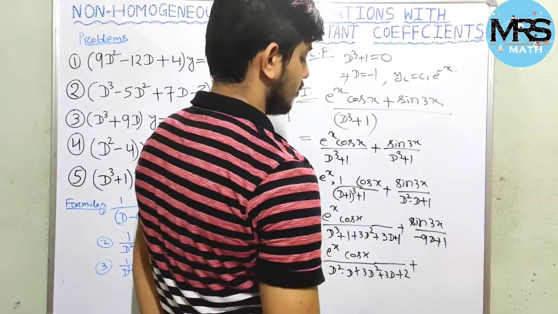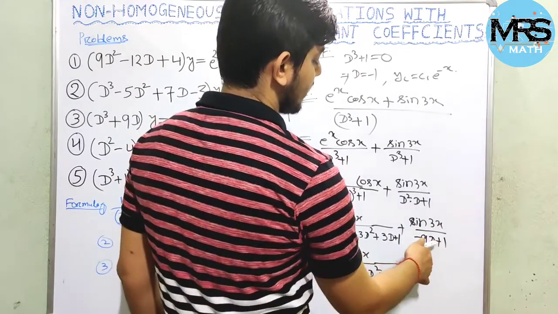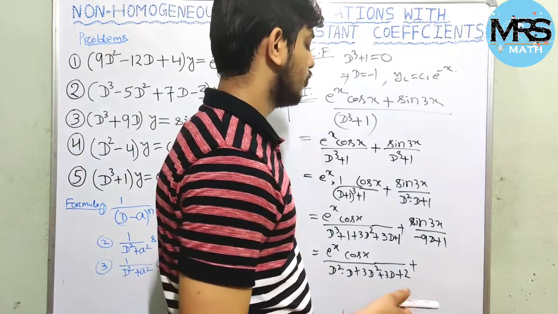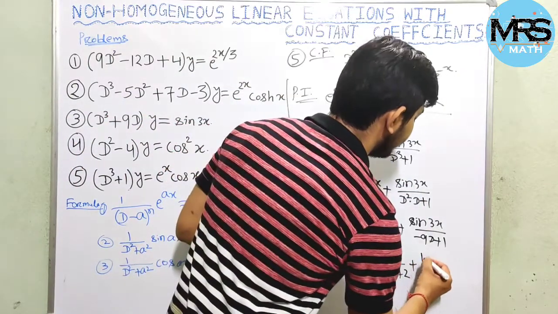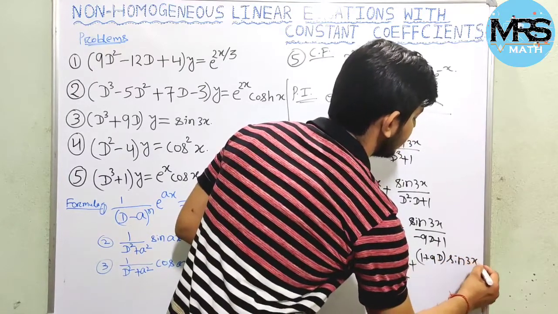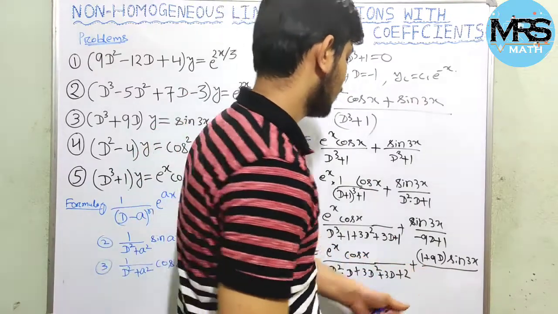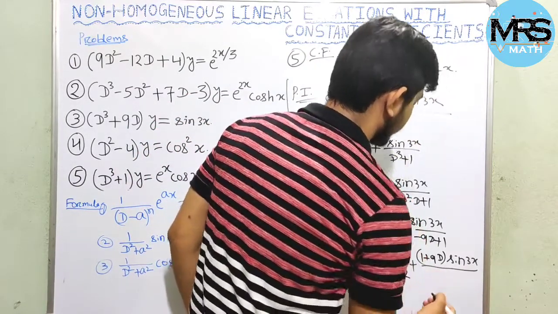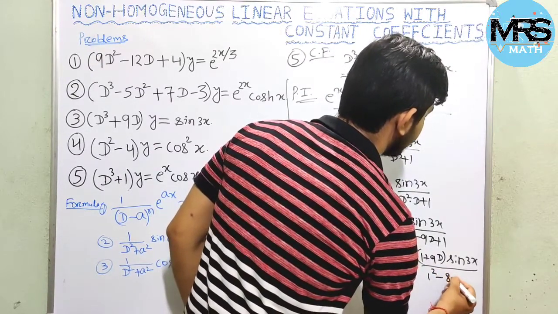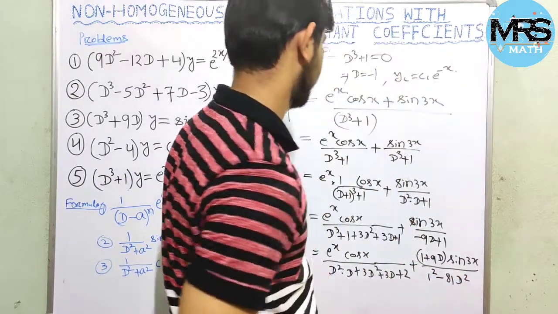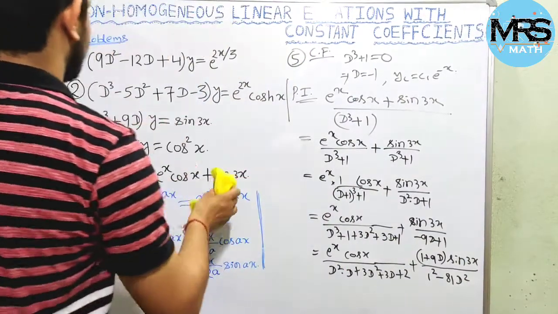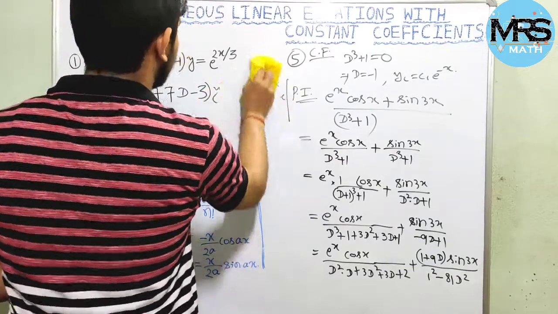So here what we can do now, this is 1 minus 9D, so in both numerator and denominator we can multiply by 1 plus 9D, correct, into sin 3x divided by, here that one will be a square minus b square, so 1 square minus 81 D square, correct. So this one if I remove, there is no problem.